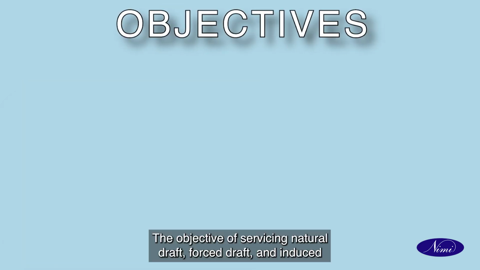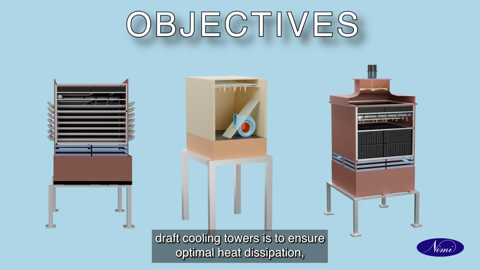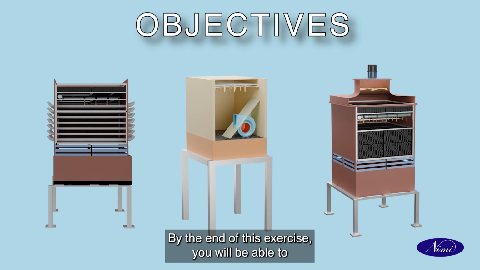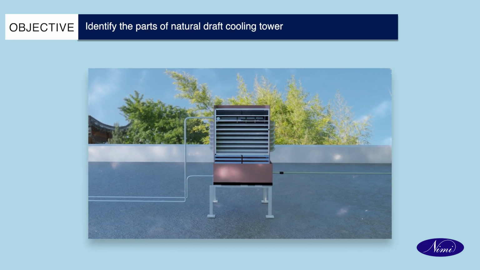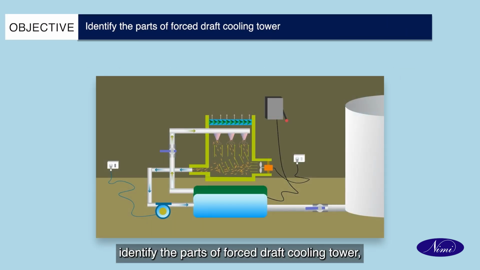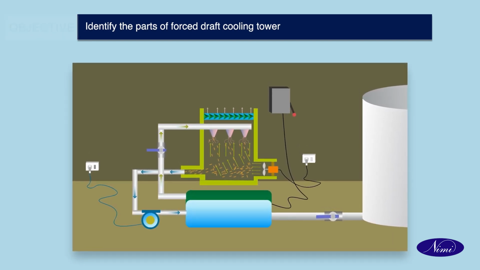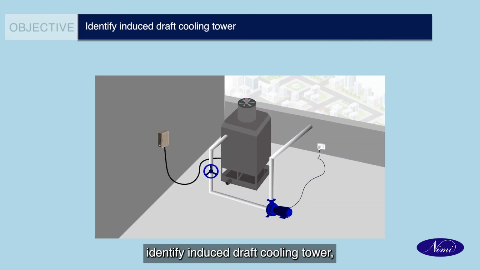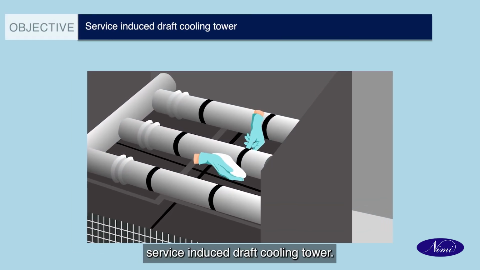Objectives. The objective of servicing natural draft, forced draft, and induced draft cooling towers is to ensure optimal heat dissipation in industrial processes by maintaining peak efficiency. By the end of this exercise, you will be able to identify the parts of natural draft cooling tower, service natural draft cooling tower, identify the parts of forced draft cooling tower, service forced draft cooling tower, identify induced draft cooling tower, service induced draft cooling tower.